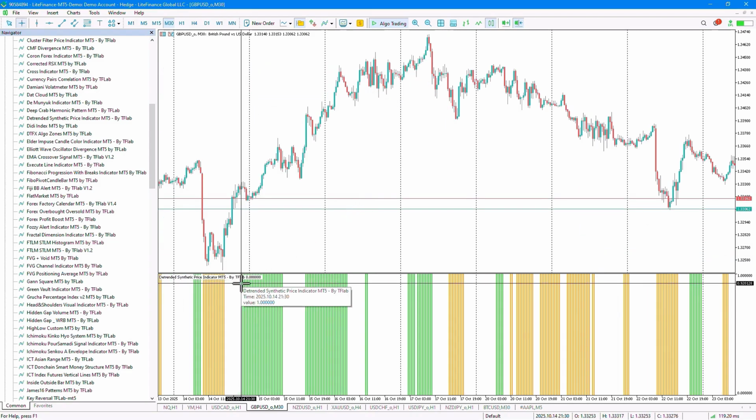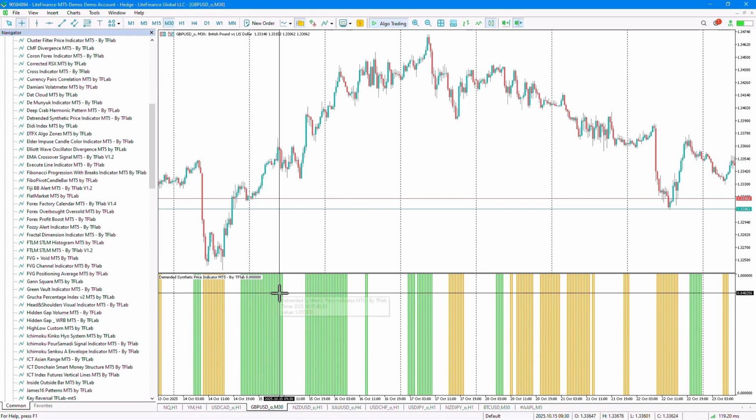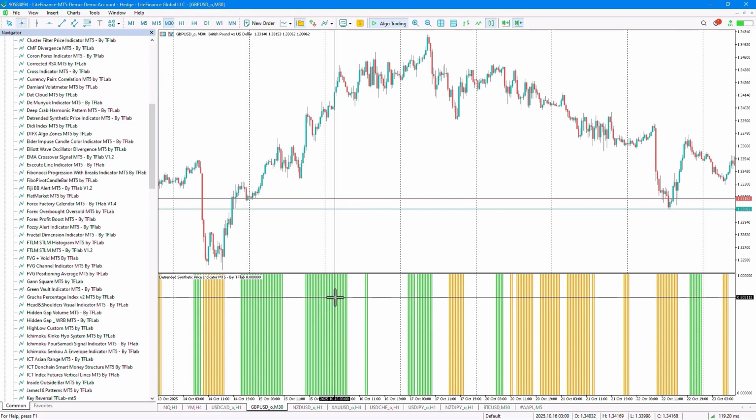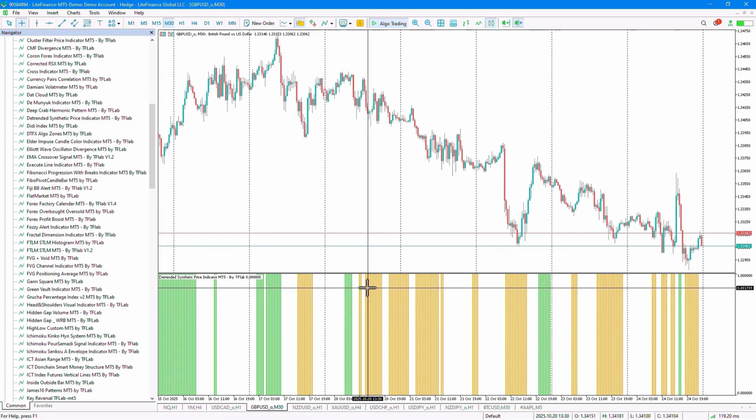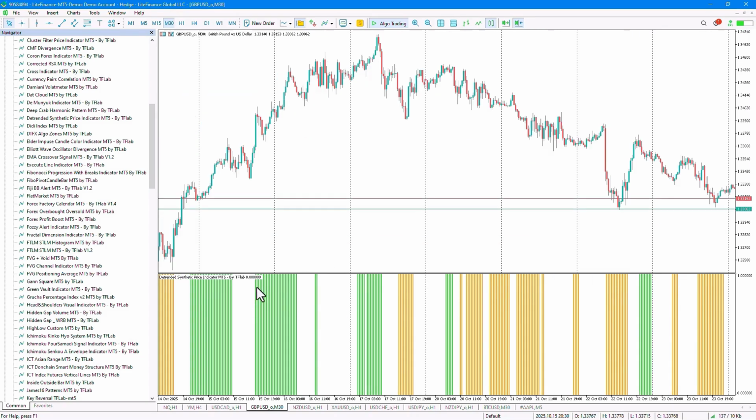When the histogram values are displayed in a bright green color, it indicates an upward trend in the market. Conversely, when they are shown in a vivid orange color, it indicates a downward trend in the market. And when there is no histogram, it indicates a ranging market in that part of the market.